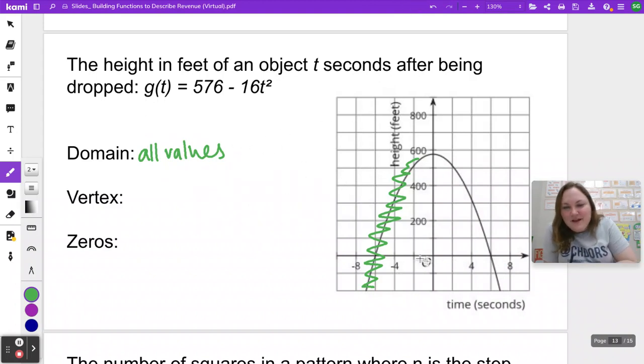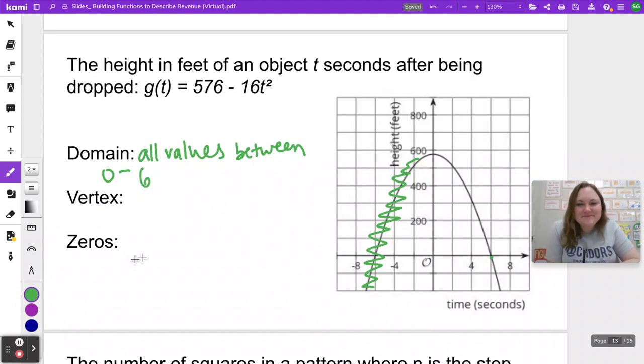But this time, when we're thinking about the time, it's a minimum of 0 seconds, but there is a maximum here. Our object cannot fall below 0. You can't go into the negative feet. And so our object is hitting the ground at this point, and that's going to be where our maximum time is. So we're going to say all values between 0 and this line here. We're counting up. Every line is 2. So 2, 4, that would be 6 seconds. All values between 0 and 6.